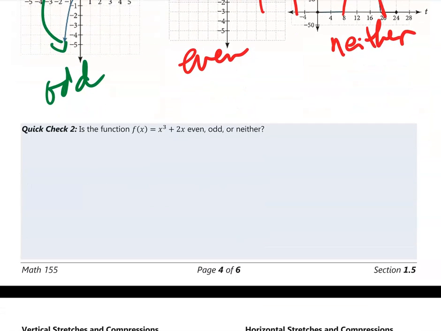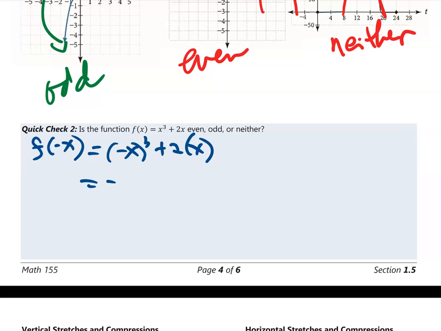How about when you have a given function? So is the function f of x equal to x cubed plus 2x even, odd, or neither? So what do you do here? Whenever you do this, all you have to do is substitute negative x. Solve for f of negative x. So that means you plug in negative x to the x. So negative x cubed plus 2 times negative x. What is negative x cubed is negative x cubed. 2 times negative x is negative 2x.